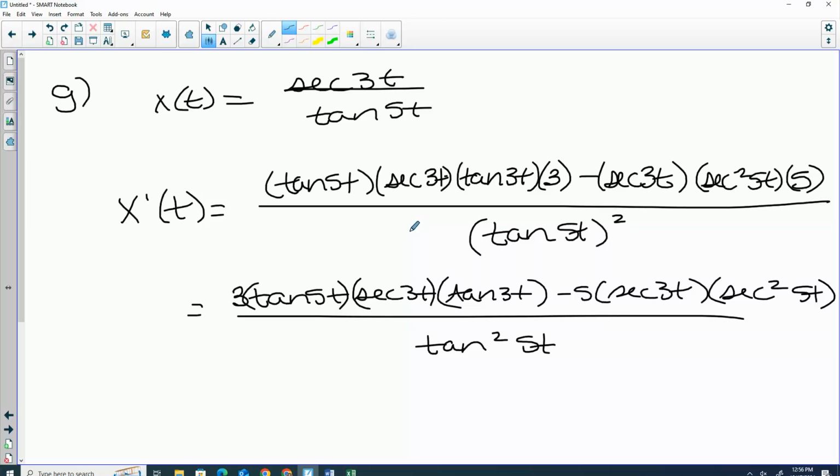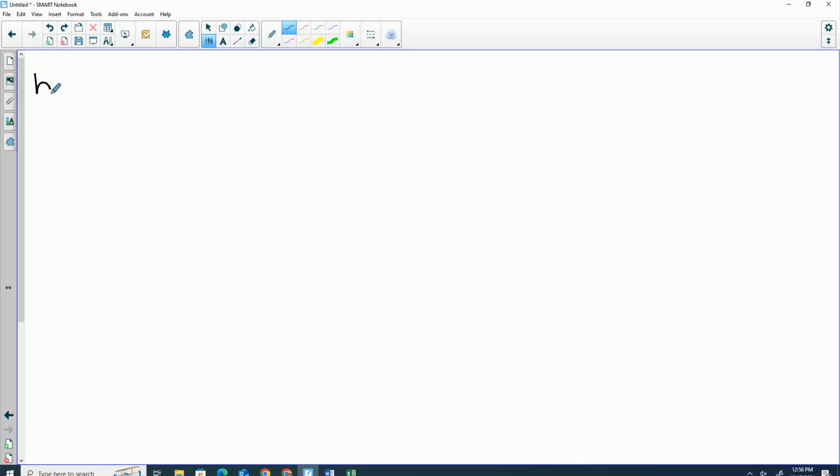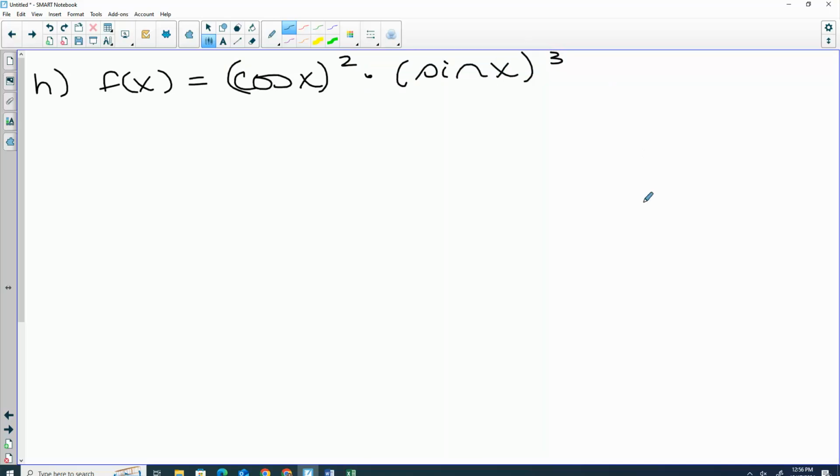Is that one okay? On this one, the cosine squared x is the same as cosine x in parentheses, squared. Yes. Okay. So cosine squared means this, sine cubed means this. Cool. So we have to do product rule and within that chain rule.